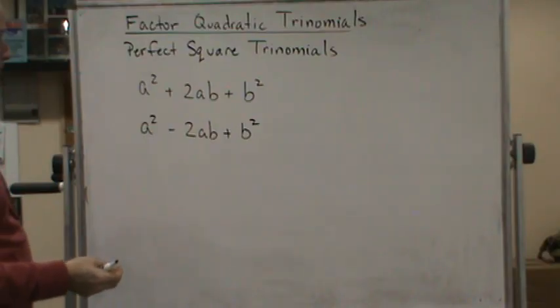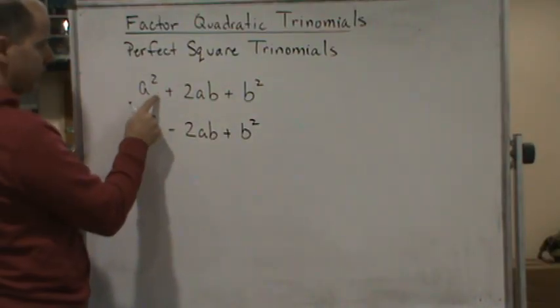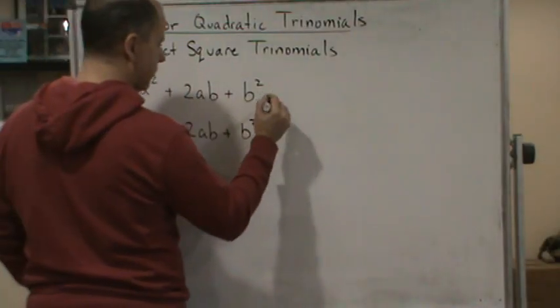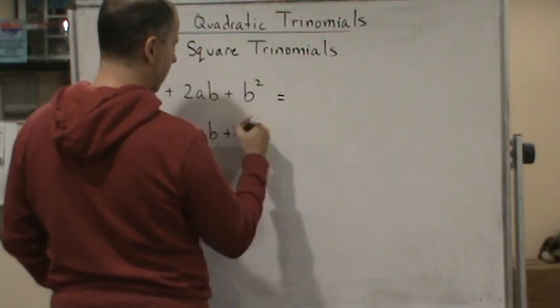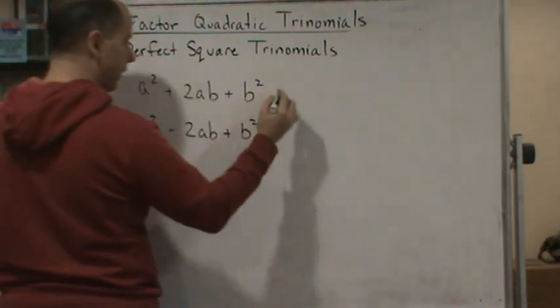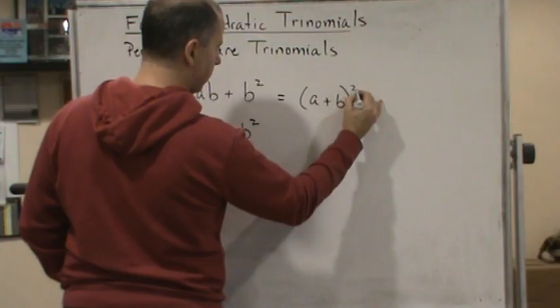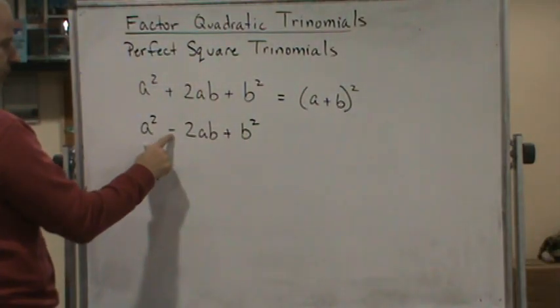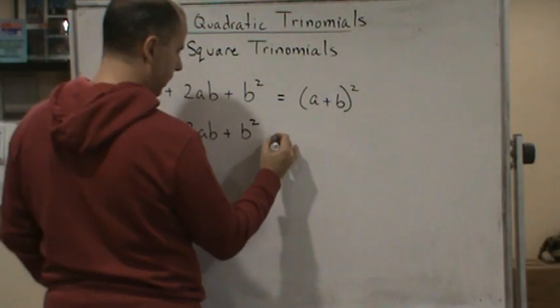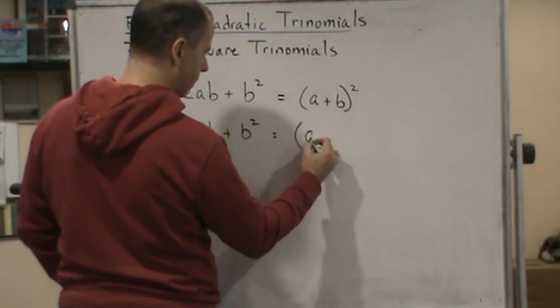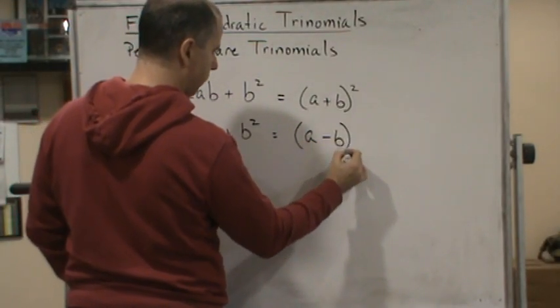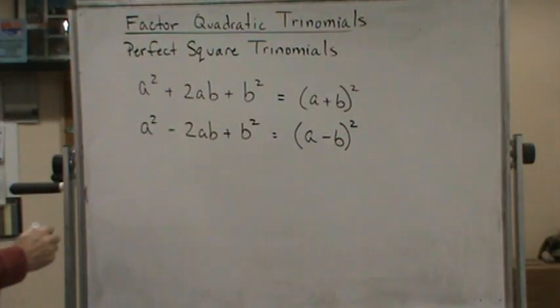Okay? Now, if this is positive, you've got two positives here, then this is going to be the sum, right? So it's going to be a plus b quantity squared. If there's a negative here, it's a subtraction for the first term, then it's going to be a minus b quantity squared. And that's where we get a perfect square trinomial.